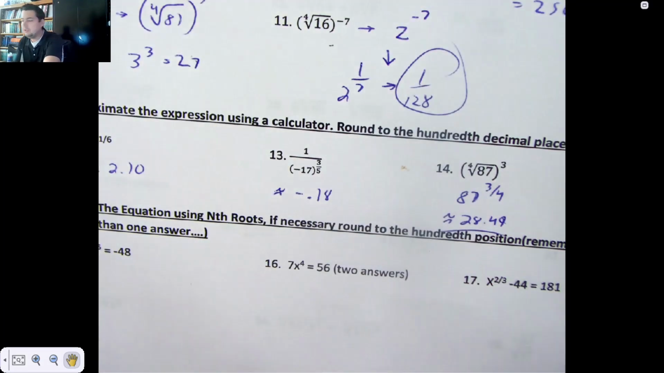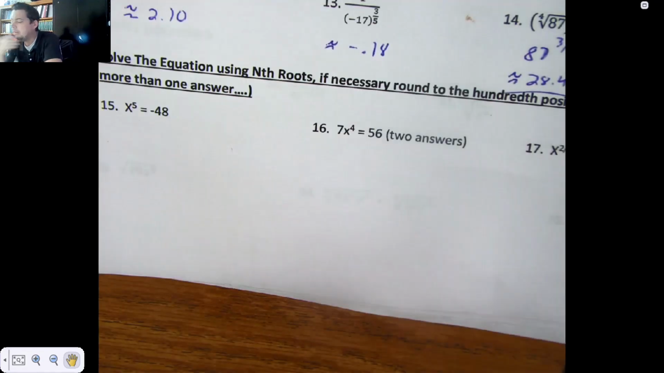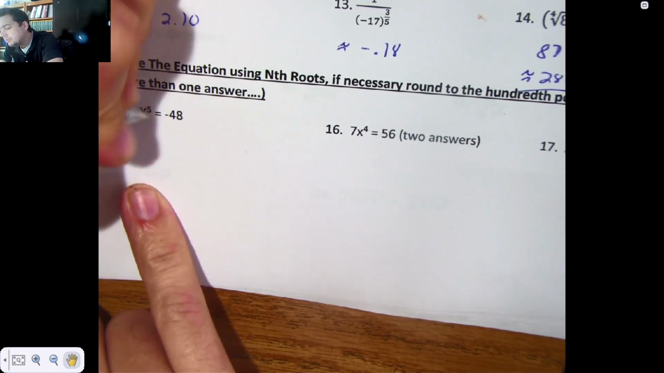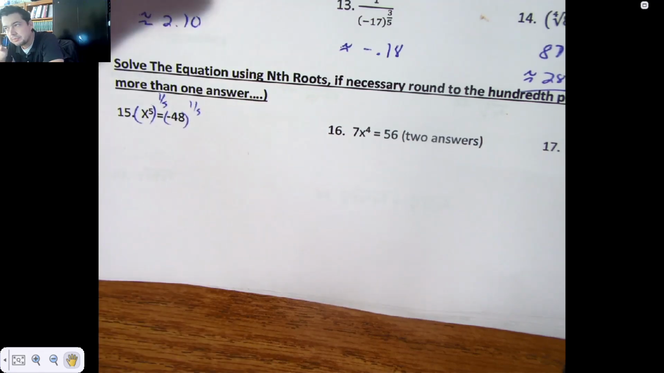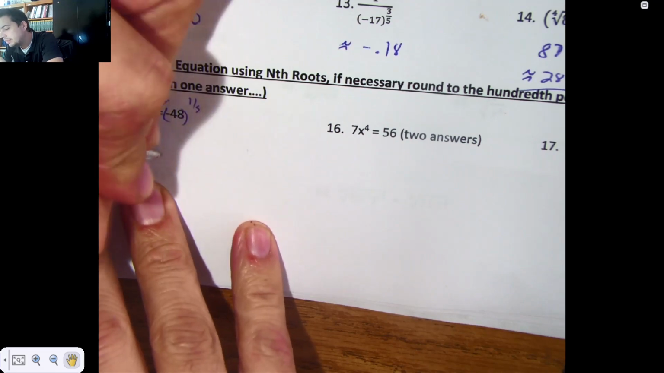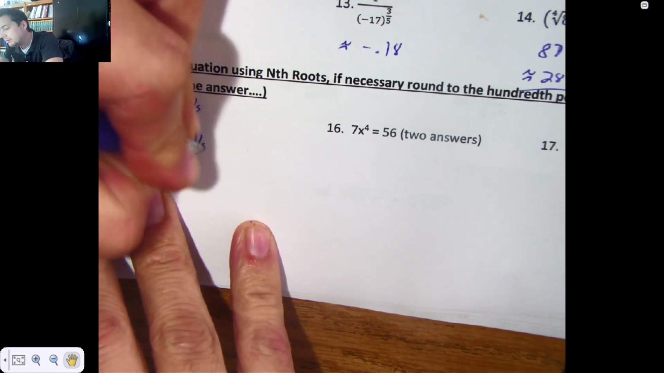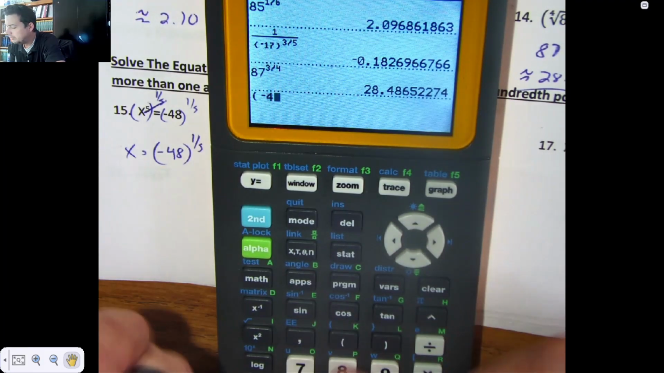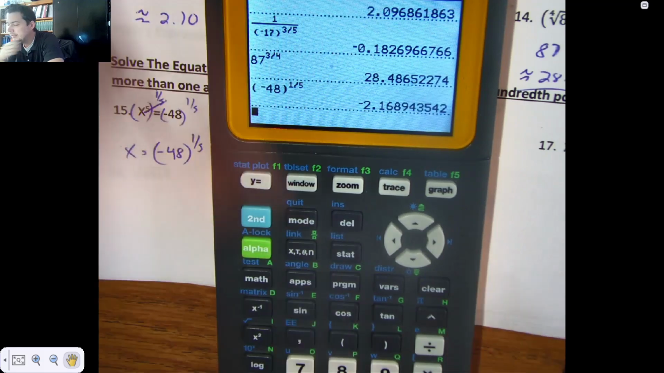All right, moving on. You're supposed to solve the equation using nth roots. Round, if necessary, to the nearest hundredth. Remember that even roots have at least 2 answers. All right. X to the fifth, what you would do is you would take the 1/5 power of both sides because they are reciprocals. The reciprocals, when you're dealing with exponents, cancel each other out. So X is going to be negative 48 to the 1/5 power. It says round, so negative 48 caret 1/5 is negative 2.17. I think it says hundredth.